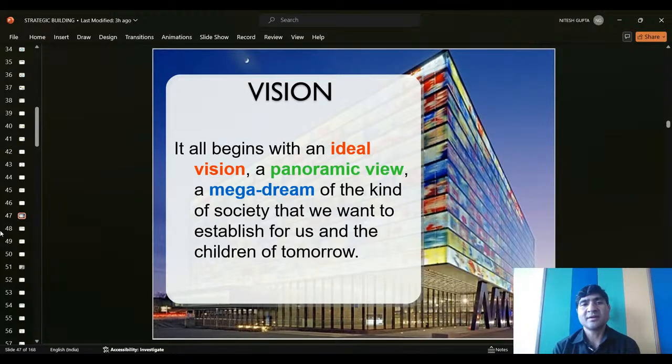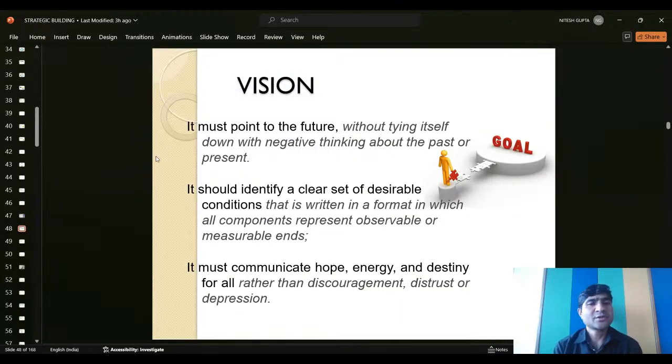This is what the vision is. Vision must be a point to the future without tying itself down with negative thinking about the past or present. It should identify a clear set of desirable conditions that is written in a format in which all components represent observable or measurable ends. Vision must communicate hope, energy, and destiny for all rather than discouragement, distrust, or depression.